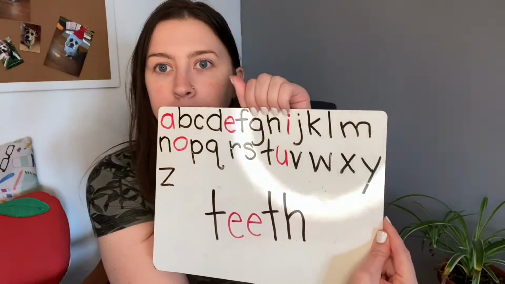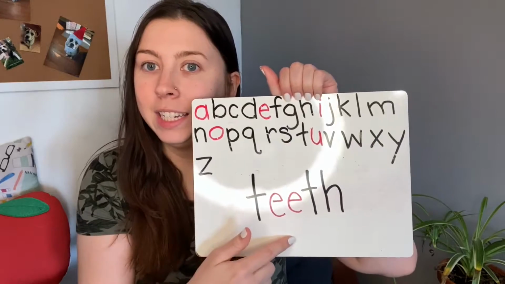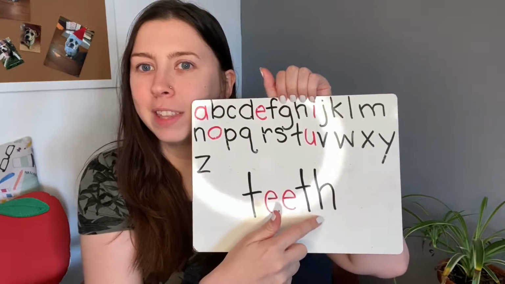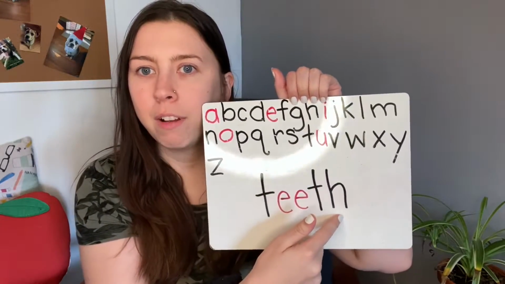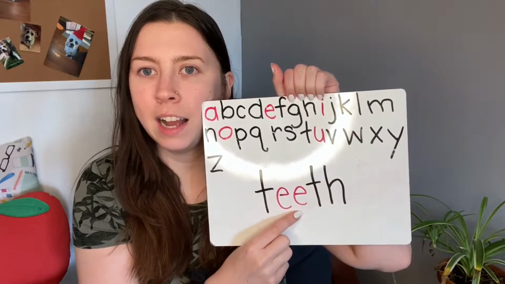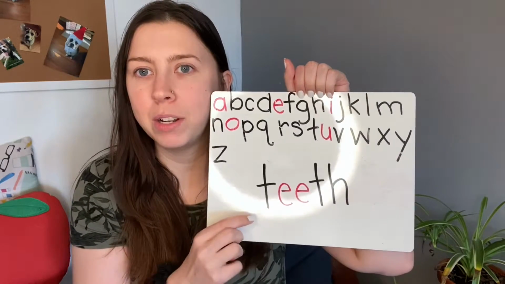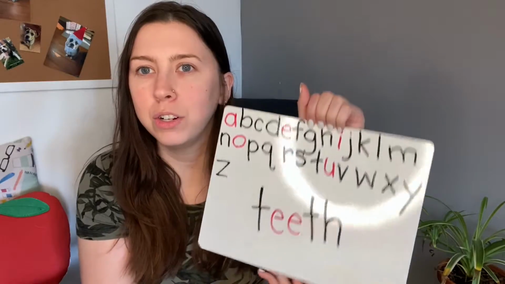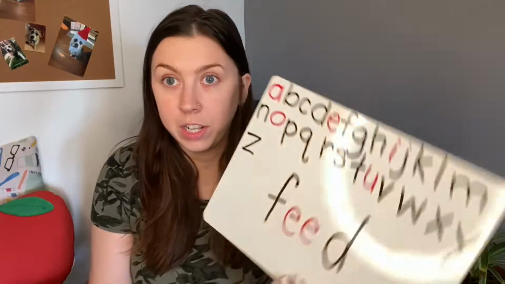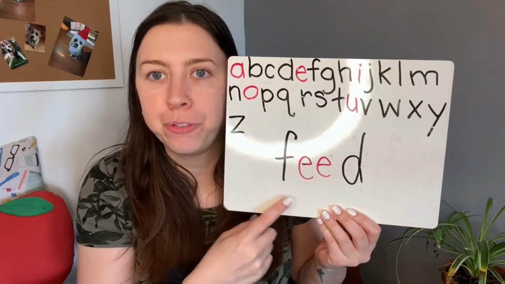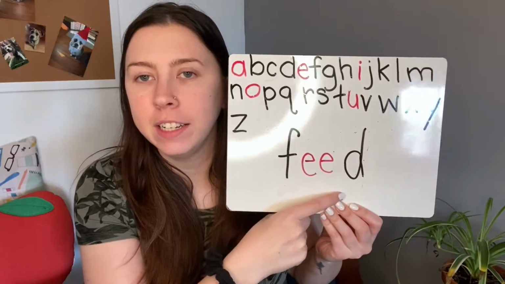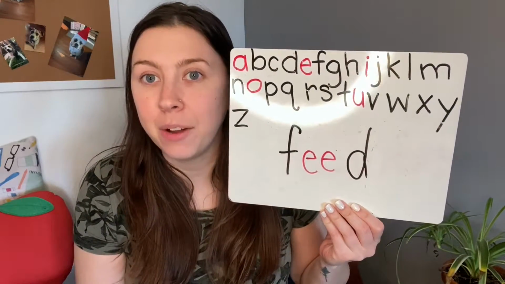How about this one? T-E. It even has a digraph at the end. Teeth, right? Teeth has the E-E sound. That makes the E sound in the middle. T-E. Good. Let's think of another one. All right, I've got another one. This one is feed. Feed. That's another word that has the E sound in the middle.